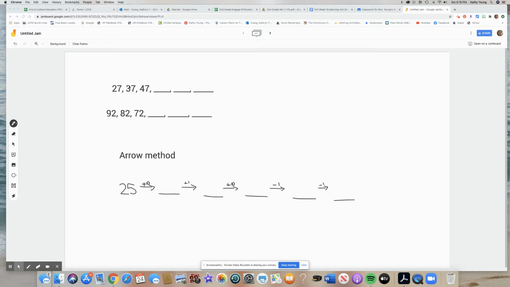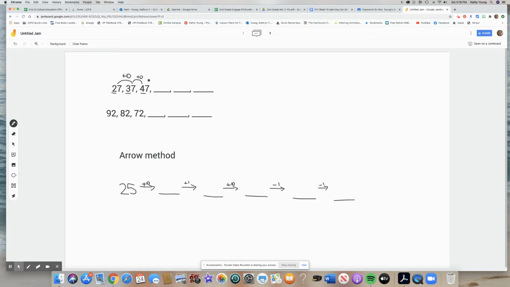When we look at a pattern of numbers, we need to decide what has happened to the number. Has it gotten larger? Has it gotten smaller? And what has changed? So if I look at these three numbers that I have typed in here, 27, 37, 47, my tens place is changing and it's getting bigger. So in between 27 and 37, we've added 10. Between 37 and 47, we've added 10.